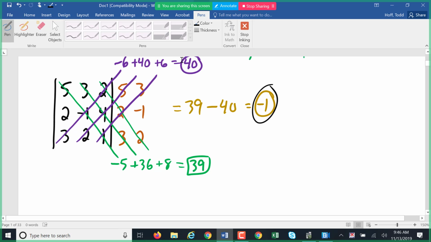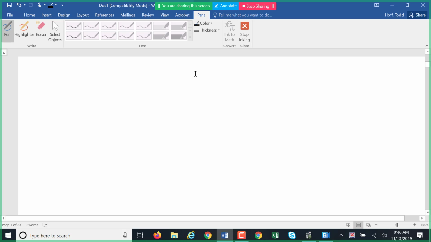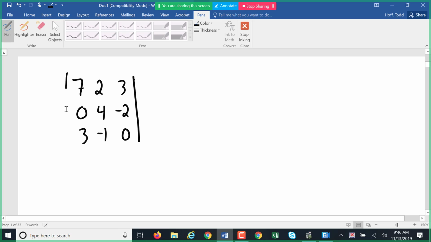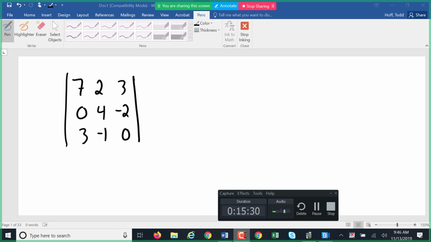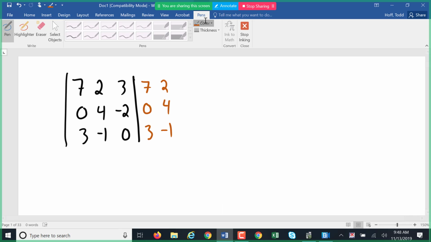I'm going to have you guys try one. So 7, 2, 3, 0, 4, negative 2, 3, negative 1, 0. Find that determinant. I'll give you a minute, and then we'll go over it. So as you can see, I've already rewritten the first two columns here. So let's do the down diagonals.